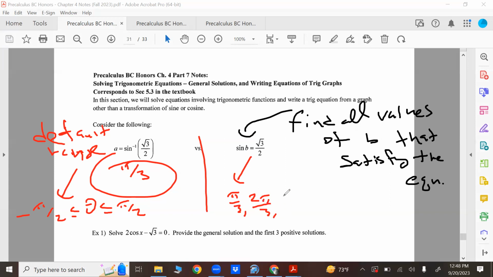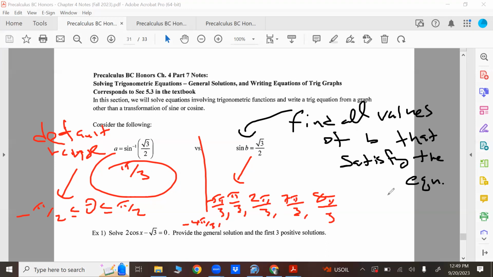And then 7 pi over 3. Yes, exactly. 8 pi over 3. Or I can go backwards, like negative 5 pi over 3. Negative 4 pi over 3. There's a whole bunch of options. So here's what you'd want to do to express your answer.